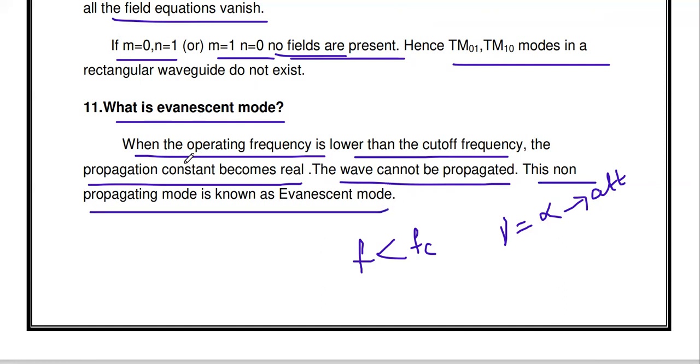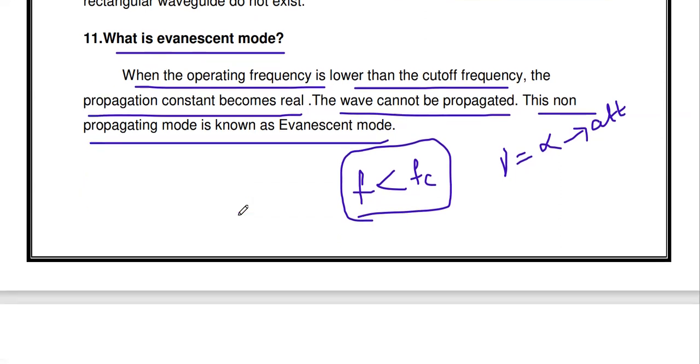So for some mode, if the operating frequency is less than the cutoff frequency, at that time the propagation does not take place. So the propagation constant value becomes real. That type of mode is called evanescent mode.